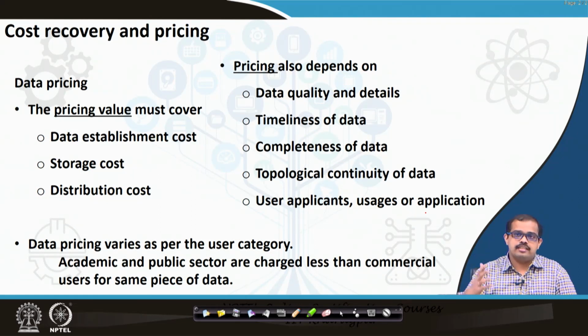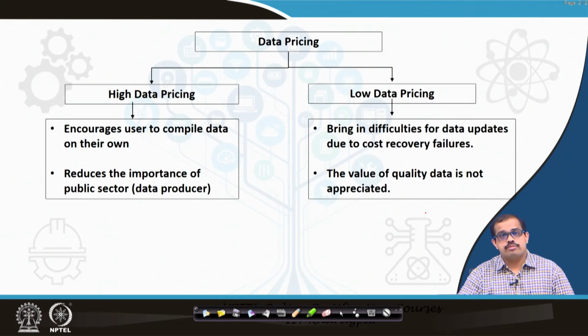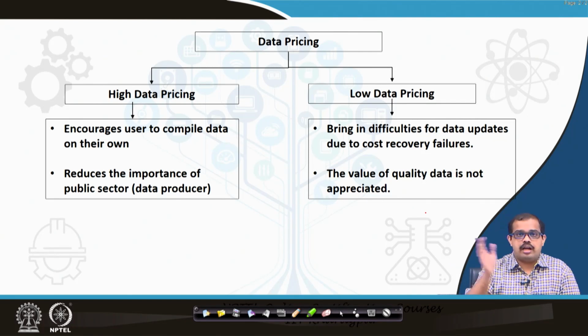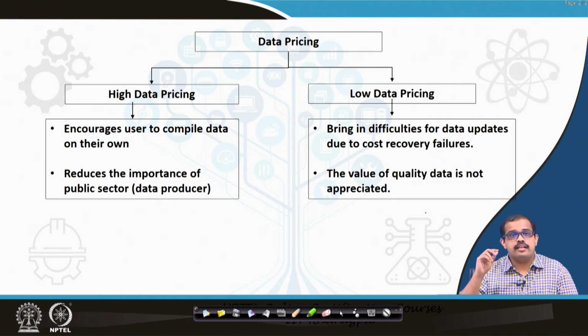Okay. So, there are certain relaxations when you are an academic or public sector user. Okay. So, when you look at data pricing, you have high data pricing versus low data pricing. High data pricing will actually encourage the user to compile data on their own. Basically, that is exactly what users of today are trying to do. There is a lot of data available which is actually proprietary data. If you have to buy any of that data, you have to pay a large amount upfront. So, instead of that, it is better to develop our own data. That is what people are trying to do.